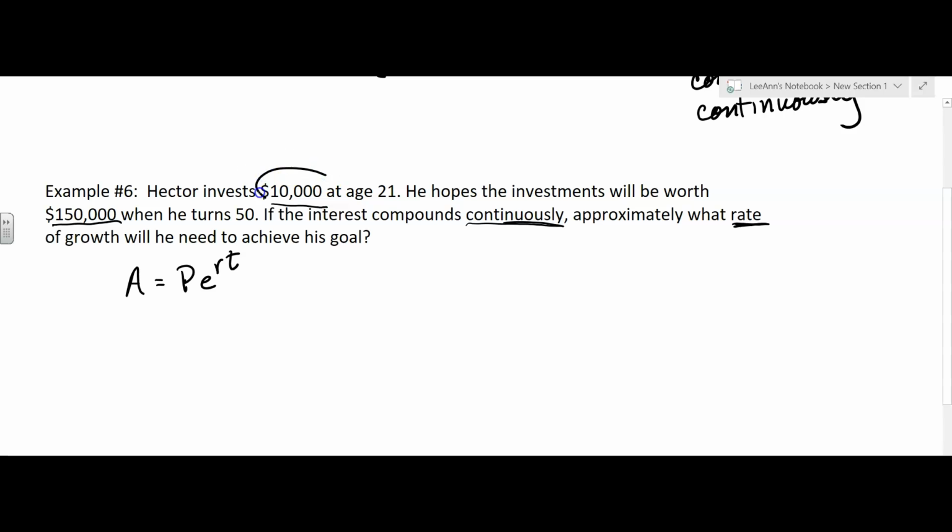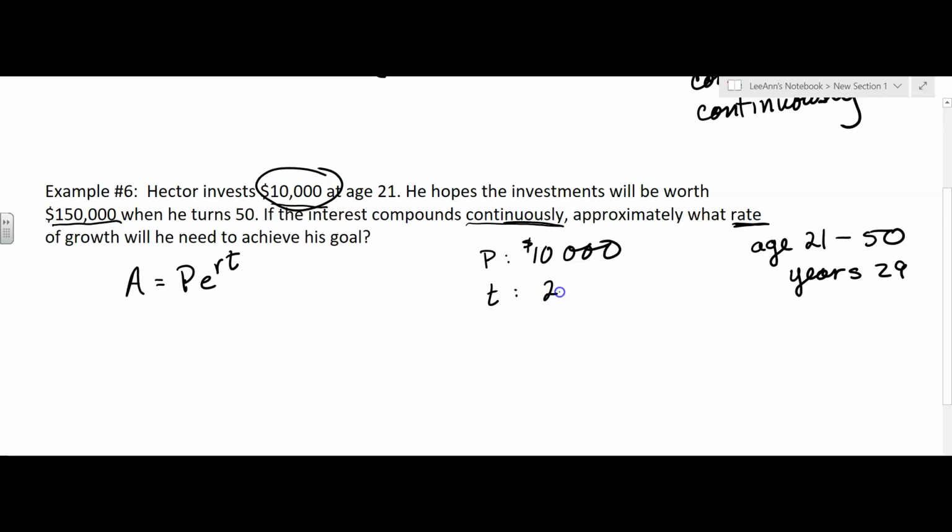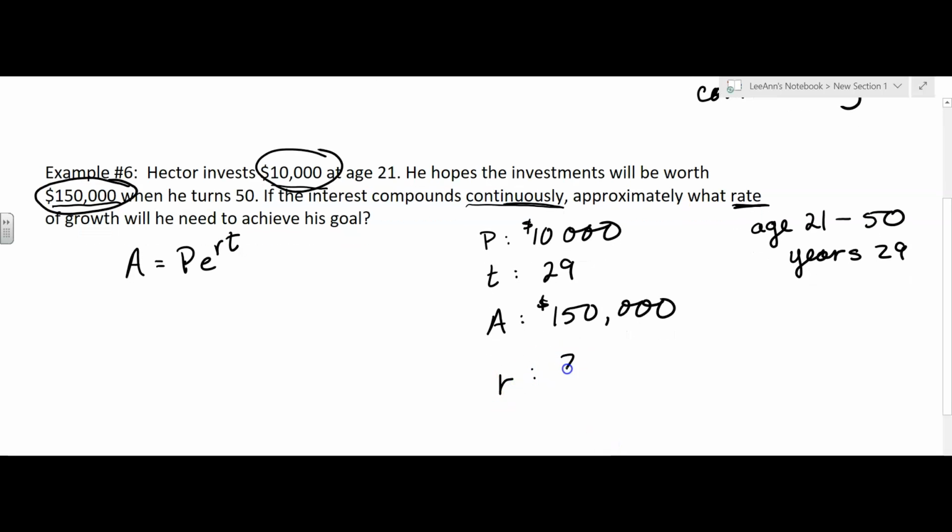Okay, so we know he's starting with $10,000. That's going to be the principal. He's 21 right now, and then he's going to be 50. So how many years is that? He's got 29 years for the investment to grow. So t is going to be 29 years. And then how much does he want when it's all said and done? He wants the A, the amount in the account, to be $150,000. And we don't know r. That's what we're looking for.